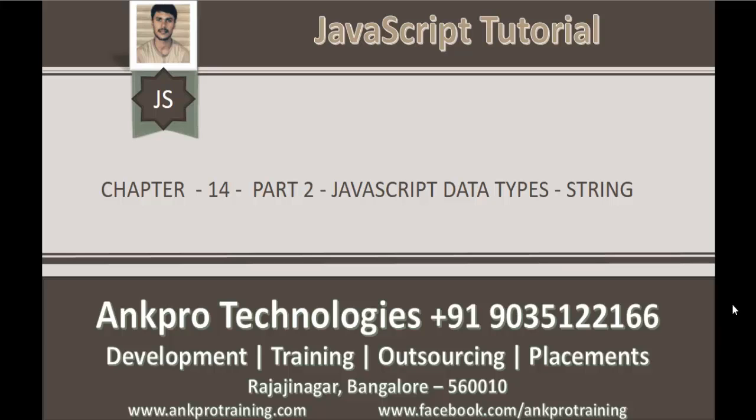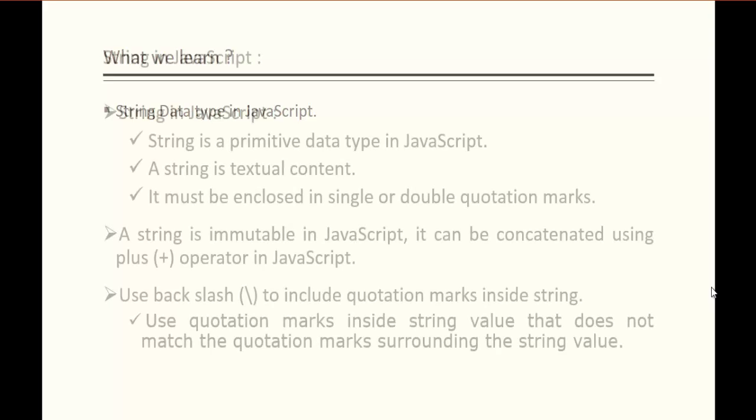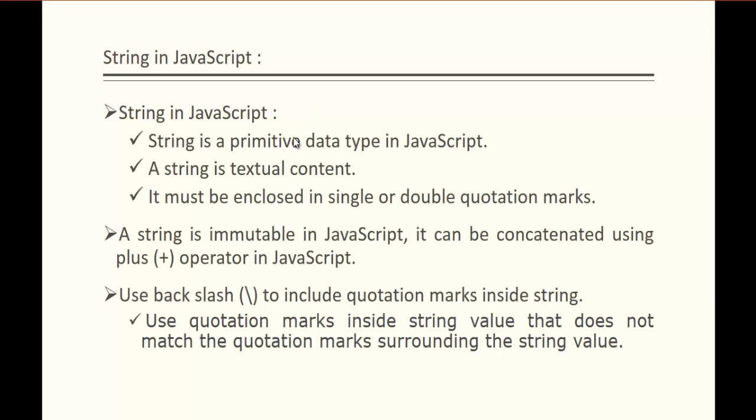My name is Arish. In this session, we are going to learn about the string data type in JavaScript. So, string in JavaScript. String is a primitive data type in JavaScript. A string is a textual content. String must be enclosed in a single or double quotation marks.